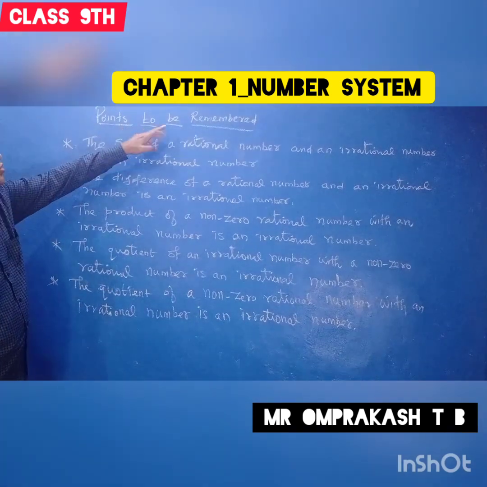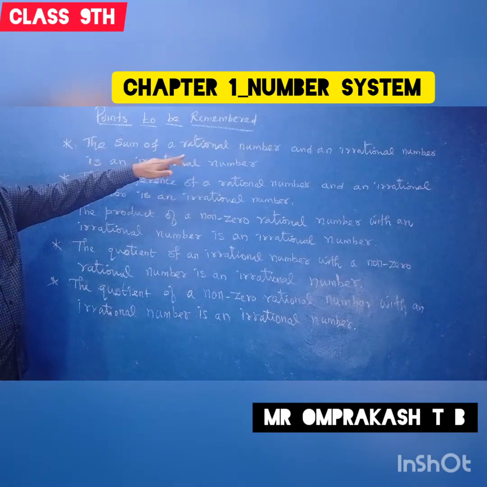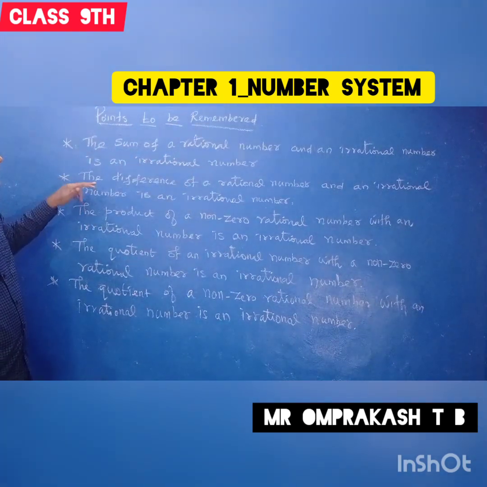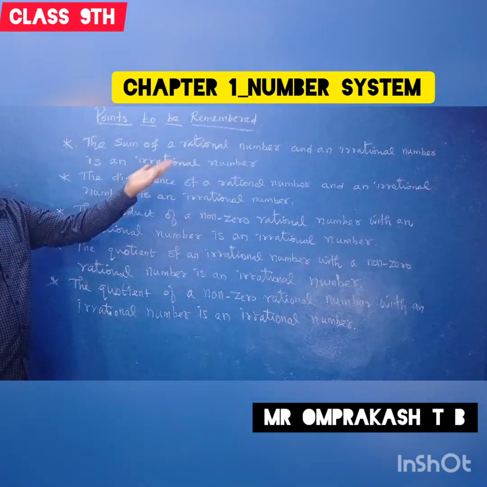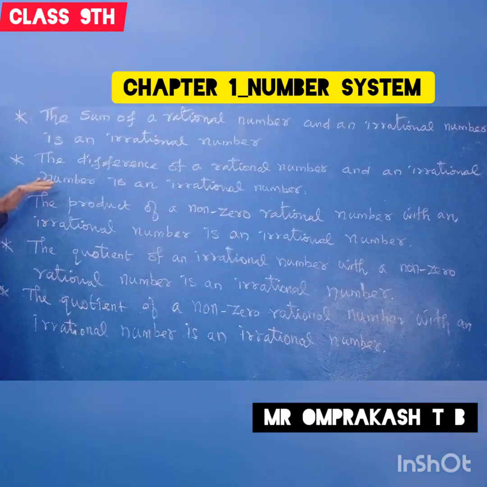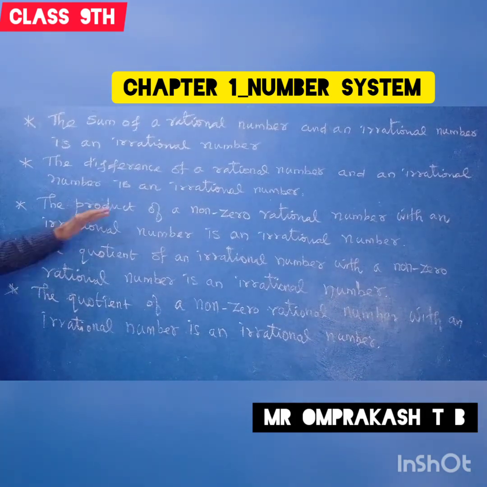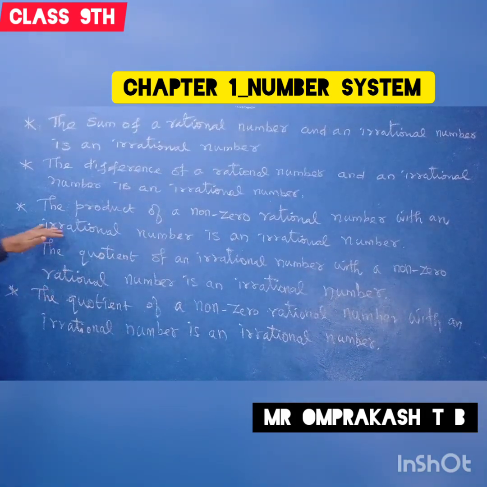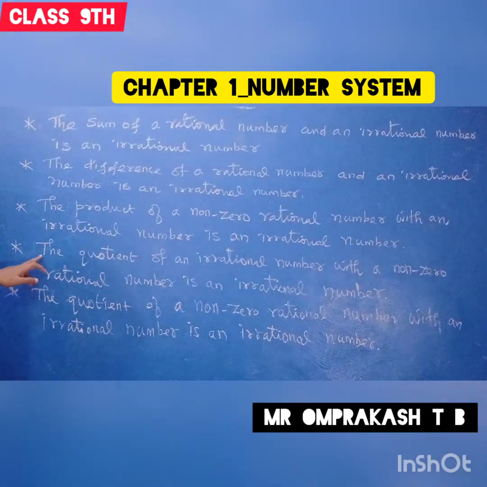So very important points to be remembered. Clear? The sum of a rational number and an irrational number is an irrational number. Sum of a rational number and an irrational number means you will always get an irrational number. Difference also: the difference of a rational number and an irrational number is also an irrational number. Then the product of a non-zero rational number with an irrational number is an irrational number. Okay. The quotient of an irrational number with a non-zero rational number is an irrational number.